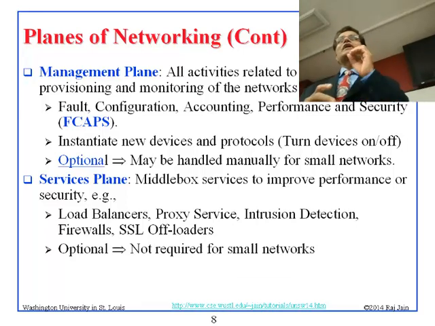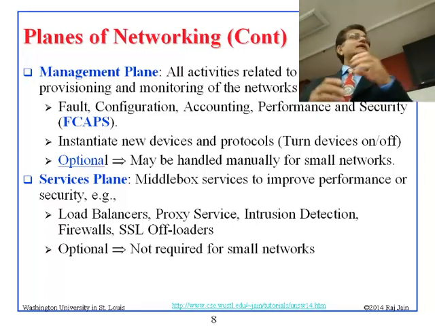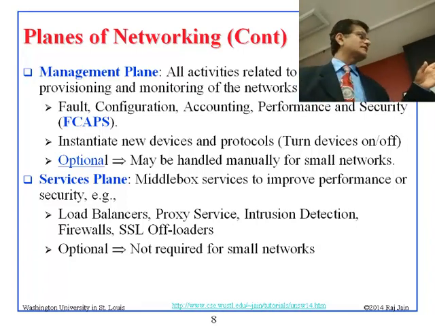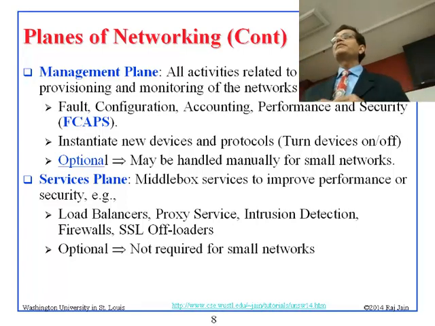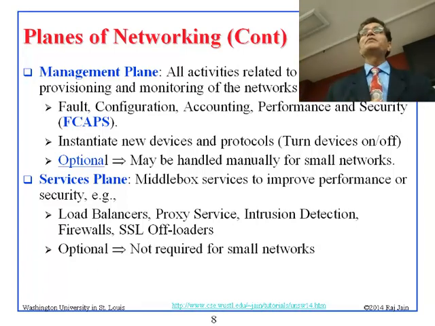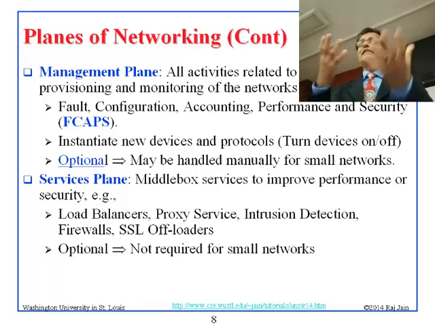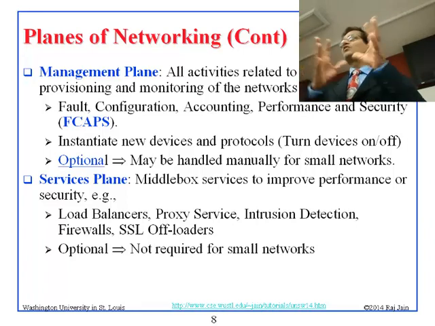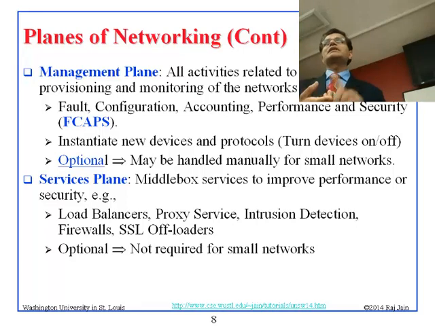And then there was one plane that we didn't even know up until very recently, service plane. The idea was that soon we discovered that we need something more than just the routers, which are load balancers, intrusion detection devices, firewalls, SSL offloaders. These are all services that we need in the network. And we started calling them middle boxes, but there is no place in this whole three-dimensional state diagram that we use for IP to show where they belong. So we have four planes: services, management, control, and data.